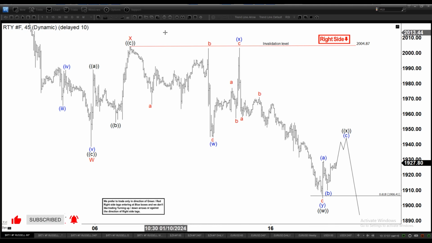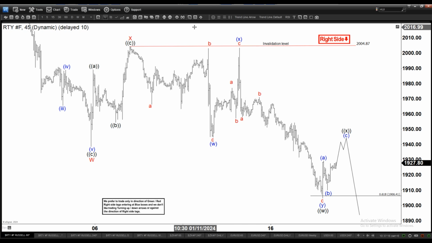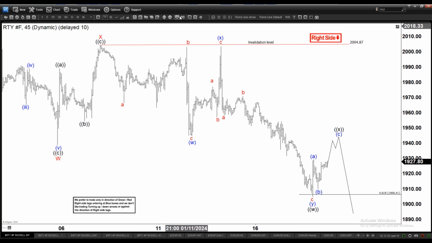Today is January 18 and the chart of the day that we're going to take a look at is the Russell 45 minutes time frame. We can see right here we ended this with W in the minor degree, and then the correction in 3 swings ended X.